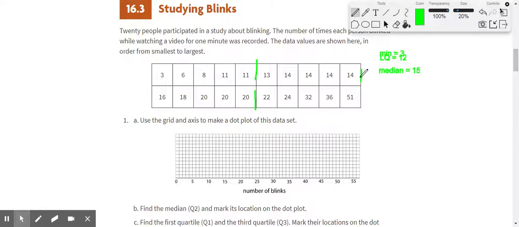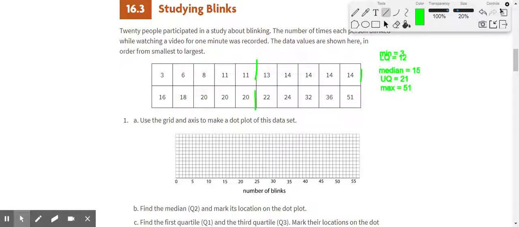So if here's my median of 15, the middle of this data, my upper quartile is between 20 and 22, which would make it 21. So my upper quartile is 21. And then the last piece of data I need is my highest value. So my max is 51. I'm going to use these numbers to build a box and whisker plot.